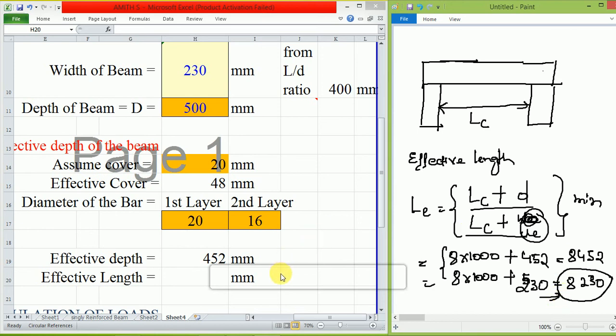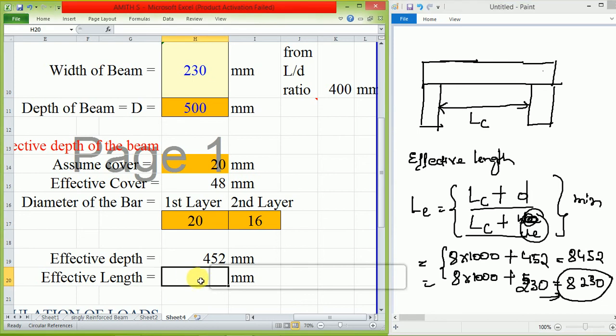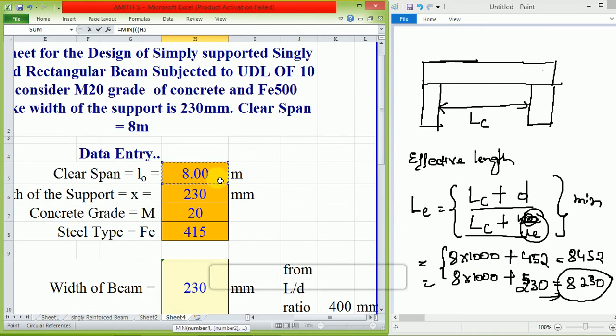So the important point here is how to substitute. I need to add the two formulas here, but I need to get the minimum value from those two. So let us see how to do it. Fine, I am pressing the equal sign. Now to find the minimum, the cheat code is MIN, minimum. We'll get it here. So take this, open sufficient brackets. I'm opening two brackets. The first formula is clear span plus depth. I'm clicking upon this clear span.